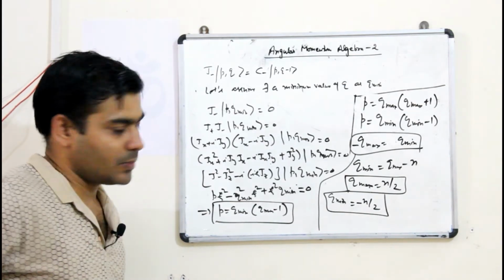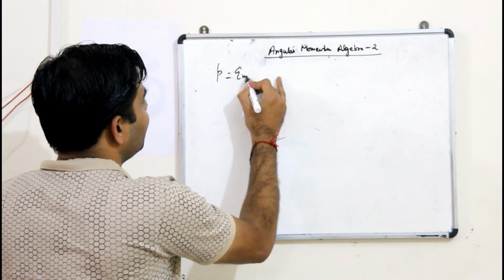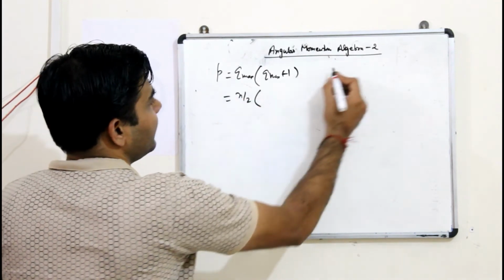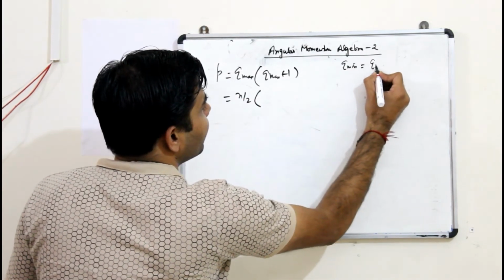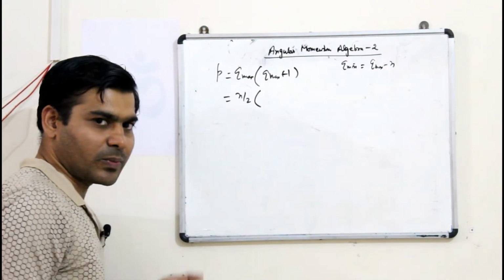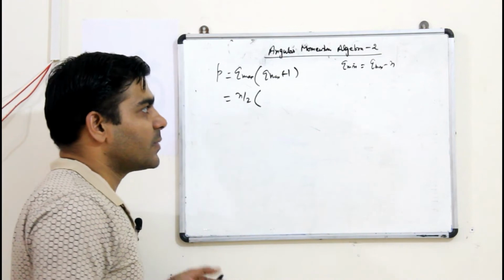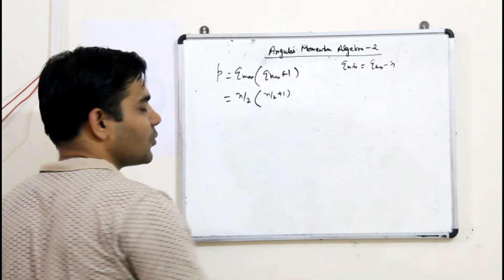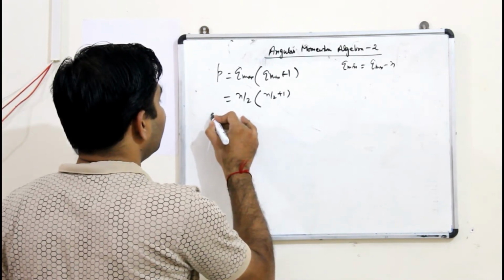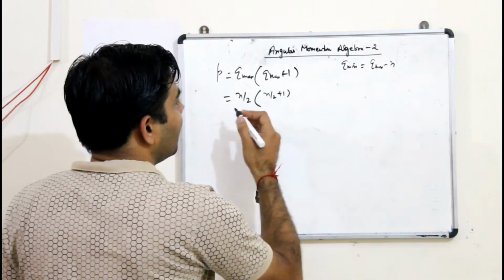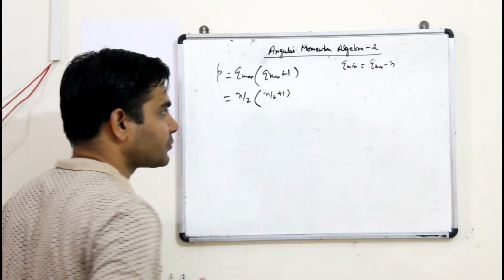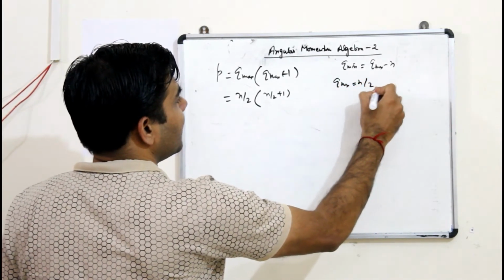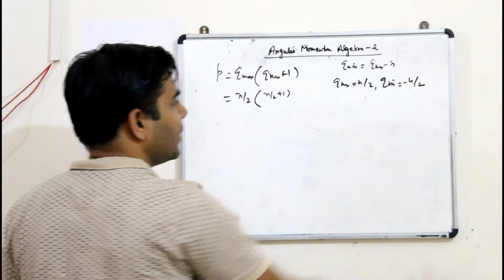Now if we remember, we saw that P was Q max into Q max plus 1, and Q max we have just seen is n by 2. If Q min is equal to Q max minus n, that is, we can reach Q min by reducing Q max by 1 in n steps. So this will be n by 2 into n by 2 plus 1. We have just seen that Q max comes out to be n by 2 and Q min is again minus n by 2.